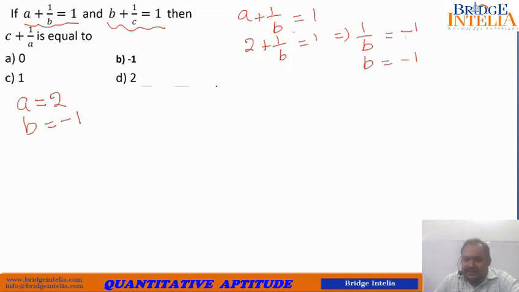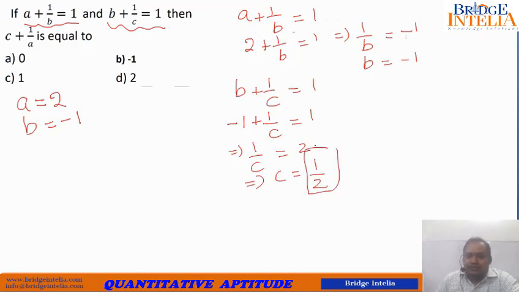So let's see. We know that b plus 1 by c is equal to 1, and now that we know that b is equal to minus 1, so we can say that minus 1 plus 1 by c is equal to 1, or else from here you can see that 1 by c is equal to 2, or else you can see that c is equal to 1 by 2. So these are the dummy values that you have come up with, and these are such dummy values that they actually satisfy the given data.